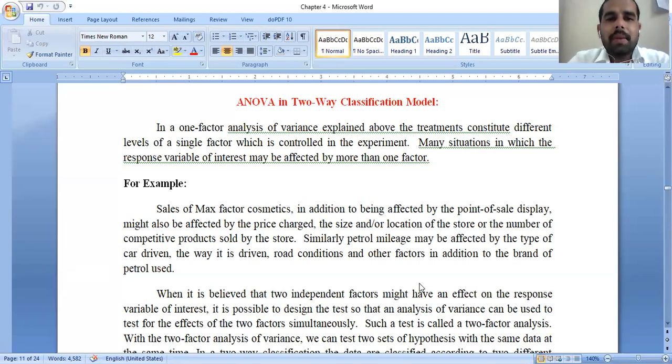write the specimen of the ANOVA one-way classification model, that is: source of variations, sum of squares, degrees of freedom, mean squares, variance ratio of F; between samples, within samples, then total; SSC, SSE; V1 is equal to C minus 1, V2 is equal to N minus C, and the total is N minus 1. Then mean squares: MSC is equal to SSC divided by C minus 1, and MSE is equal to SSE divided by N minus C.